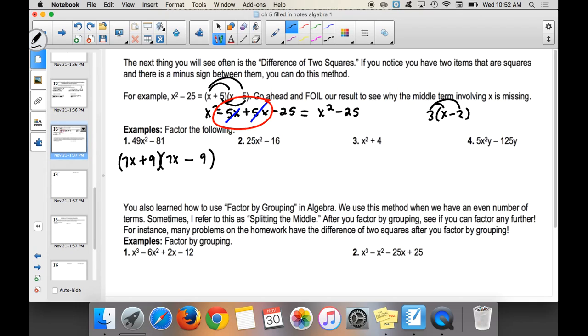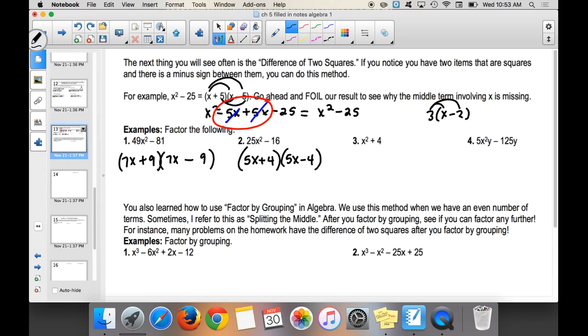We write our two parentheses down, and the two parentheses look almost identical, but one's going to have a plus and one's going to have a minus. So what is going to go inside those parentheses? 5x plus 4, and then the other one's going to be 5x minus 4. Exactly. 5x plus 4 times 5x minus 4. Done. Because 4 times 4 is what gives the 16. Yep, you see it.